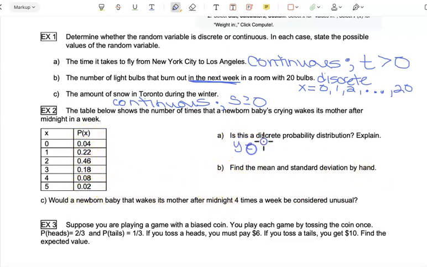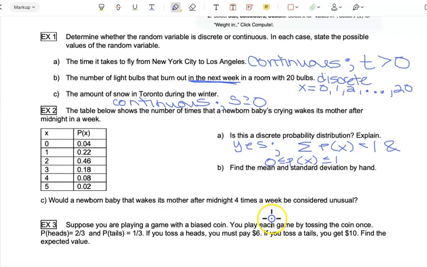So we would say yes. For our explanation, we would say the sum of all p of x equals 1, and each individual p of x is between 0 and 1. So it meets the requirements, and we're good to go there. Part B, find the mean and the standard deviation by hand.